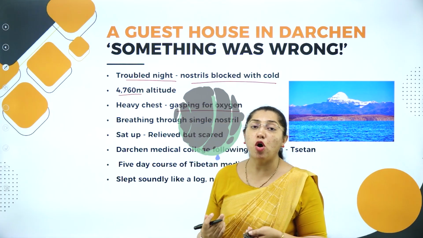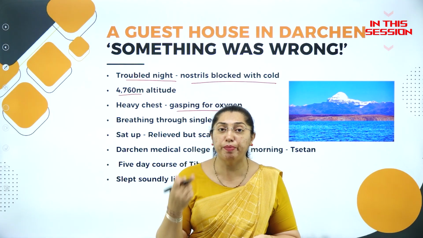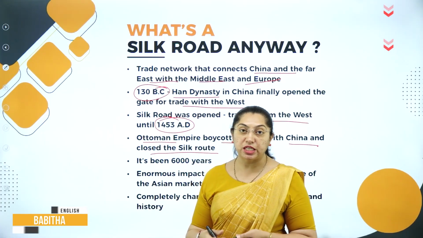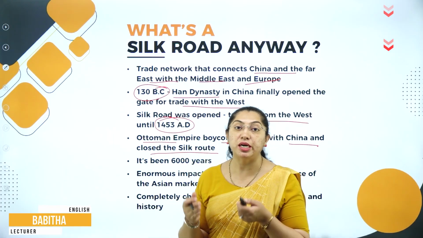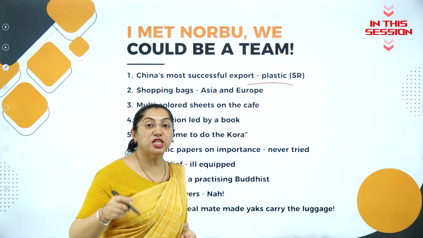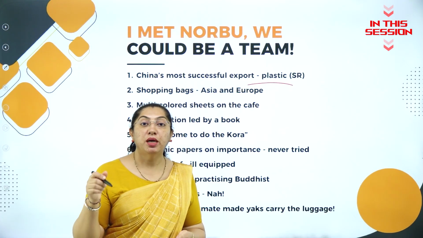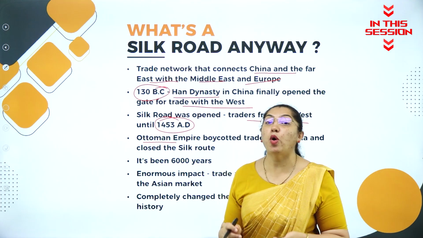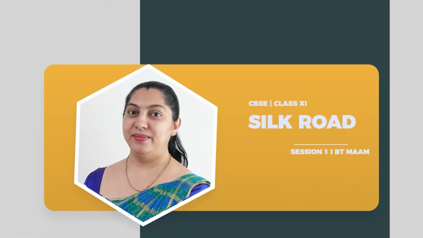He was grasping for oxygen. He was not able to breathe because his nostrils were blocked. After the Ottoman Turks came, everything was closed. The trade route between them was completely closed. Plastic is the most exported thing in China. The Ottoman Turks just closed the trade route; they boycotted the trade route.